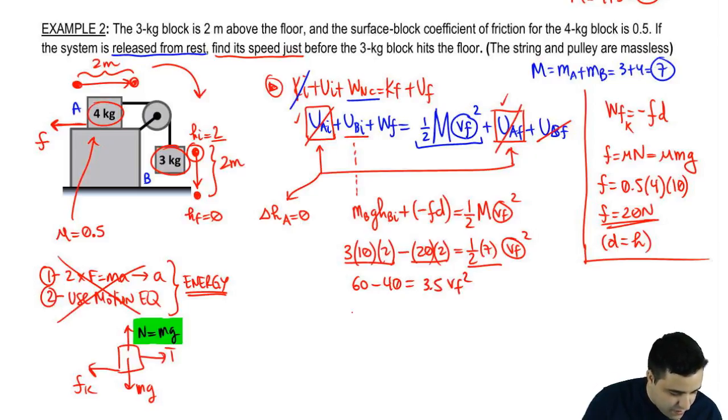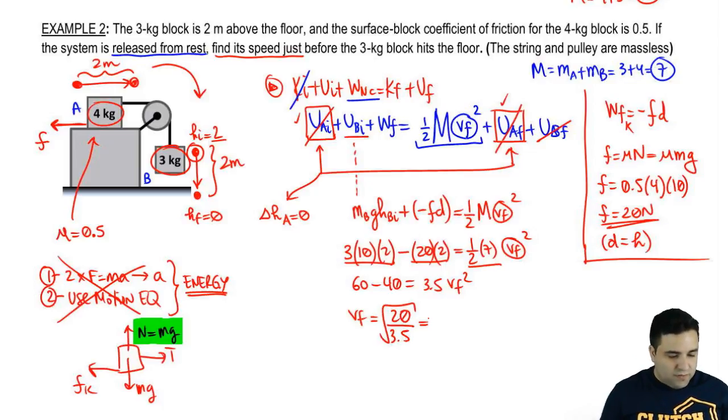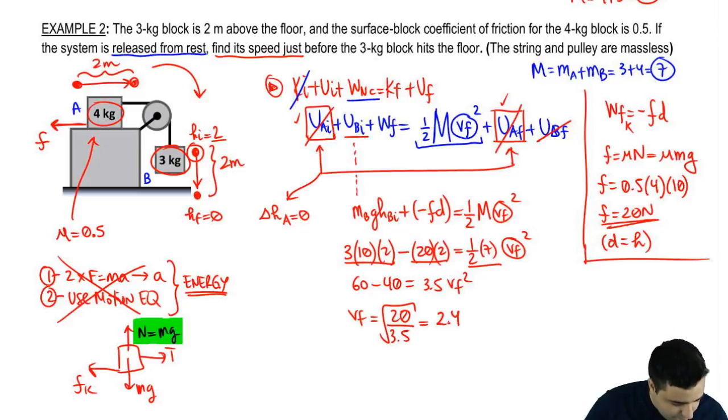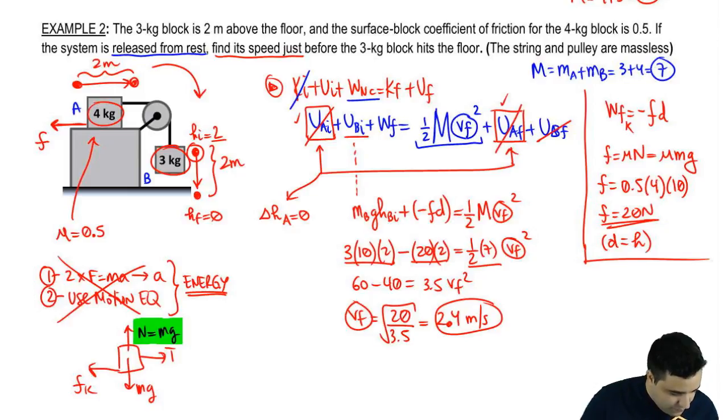v final squared. So v final is 20 divided by 3.5, and we take the square root of that. 20 divided by 3.5, square root of that, we get 2.4 meters per second. 2.4 meters per second. And that's the answer.